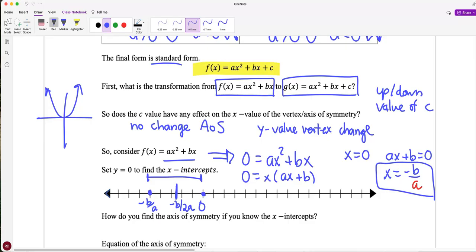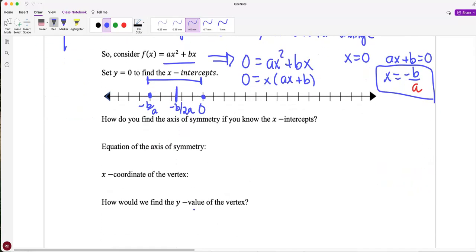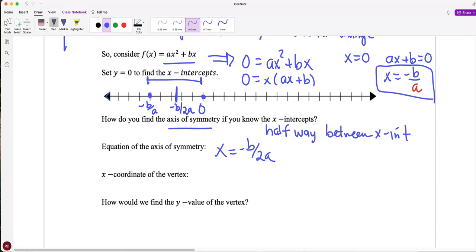So that's where the axis of symmetry is going to be. So all of that to say, that's how I'm going to find the axis of symmetry. Okay, so to find the axis of symmetry, it's halfway between the x-intercepts. So the equation of the axis of symmetry is going to be x equals negative b over 2a. Well, if that's the axis of symmetry, that's also the x-coordinate of the vertex.